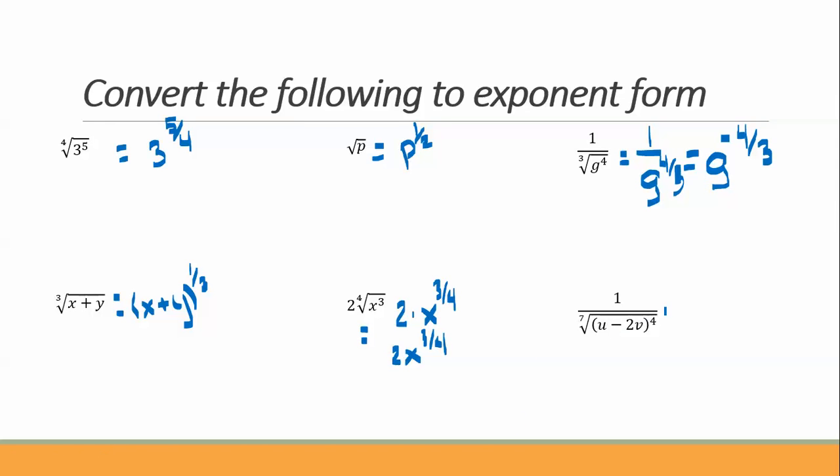This last one, that u minus 2v is our base. Our exponent was 4, but we're going to make it negative because we want to bring it to the numerator. And the negative 4, and our index was 7. So 1 over the 7th root of u minus 2v all to the 4th is u minus 2v to the negative 4/7.